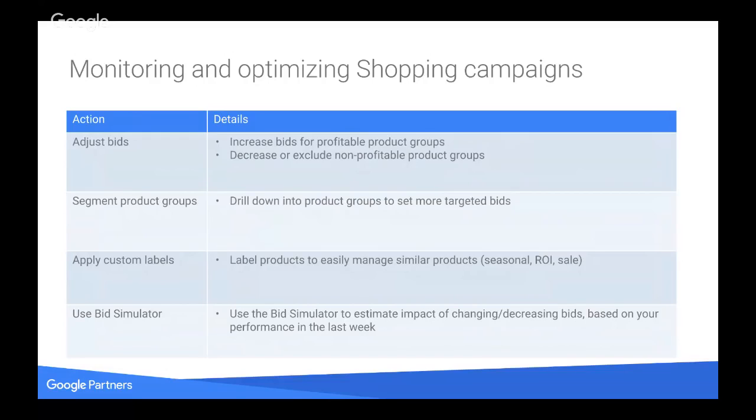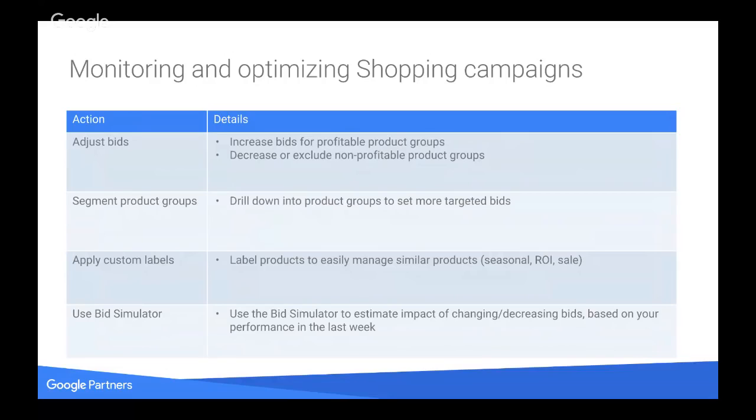Applying custom labels is crucial to easily manage similar products, especially based on your return on investment, for example. So high ROI products you might want to bid more on, or you might want to optimize a little bit more, or in times of a sale, there are only certain products that are on sale. You can indicate that using a custom label.